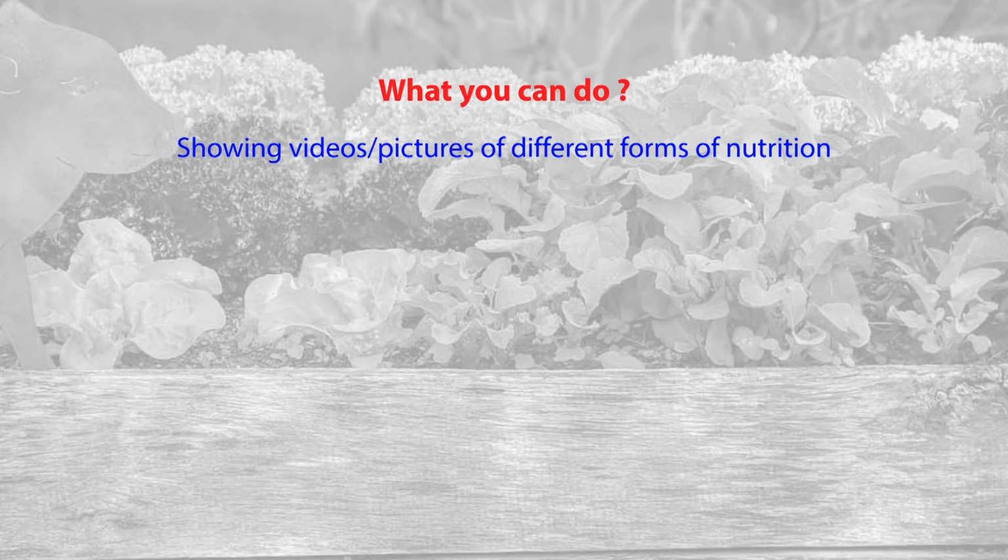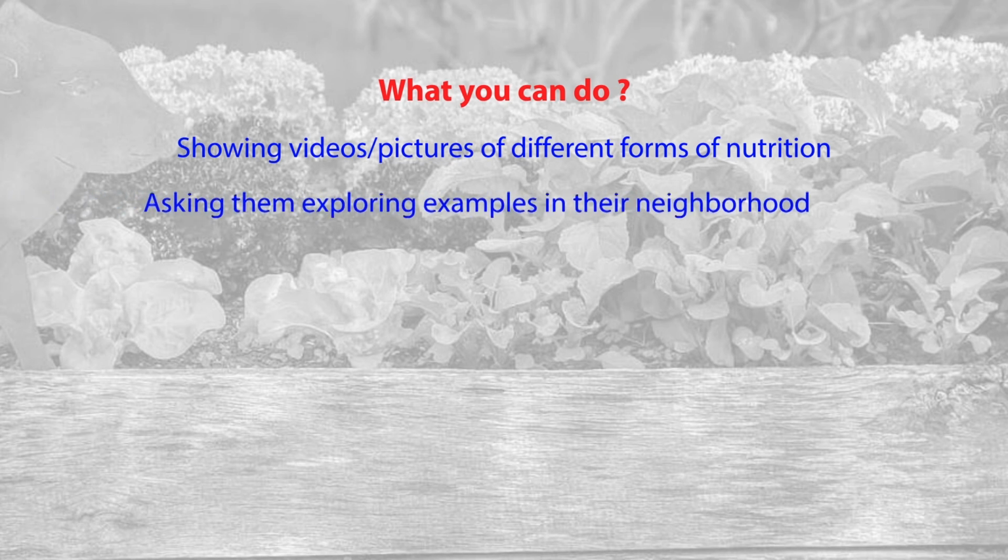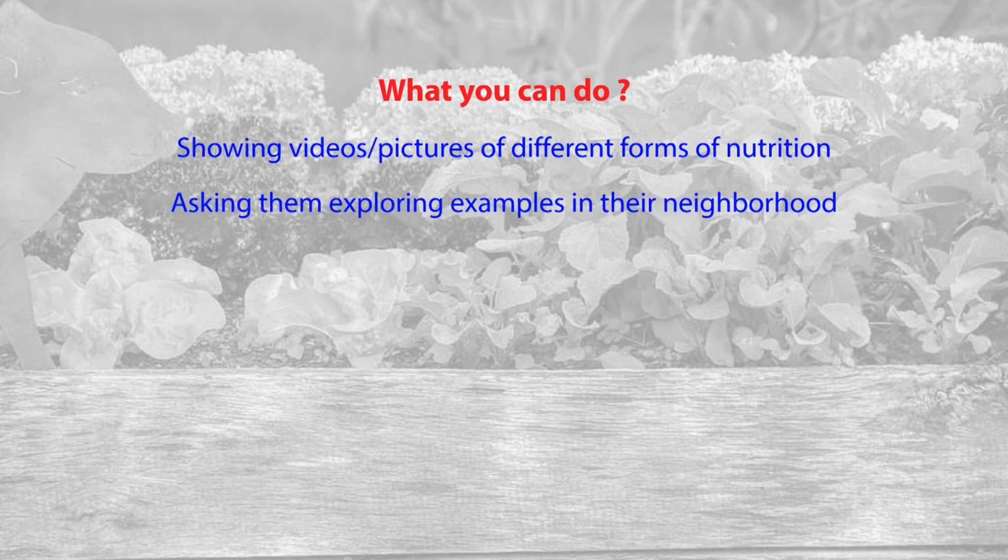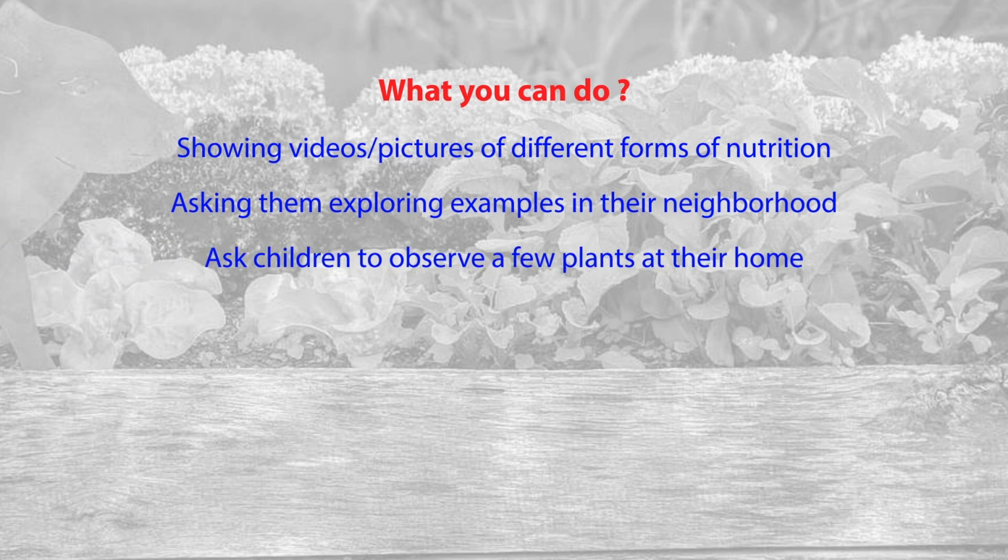How can you deal with all these topics? If the possibility is there, you can show them videos. If the possibility is not there, you can use pictures. You ask your students to explore their neighborhood and try to find out what are the autotrophs, what are the heterotrophs in their neighborhood. You can ask your children to observe a few plants at their home also.